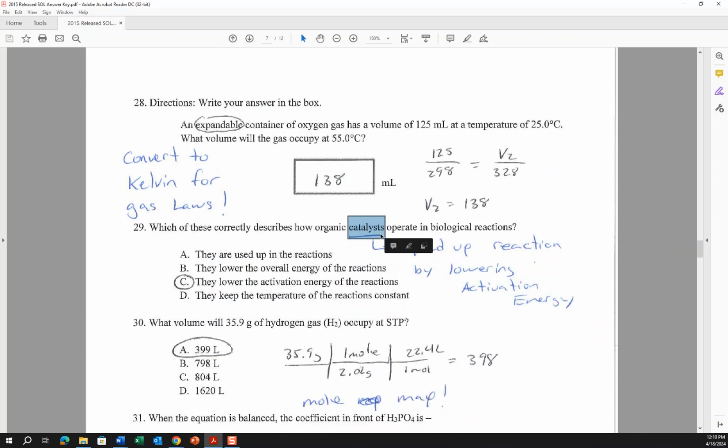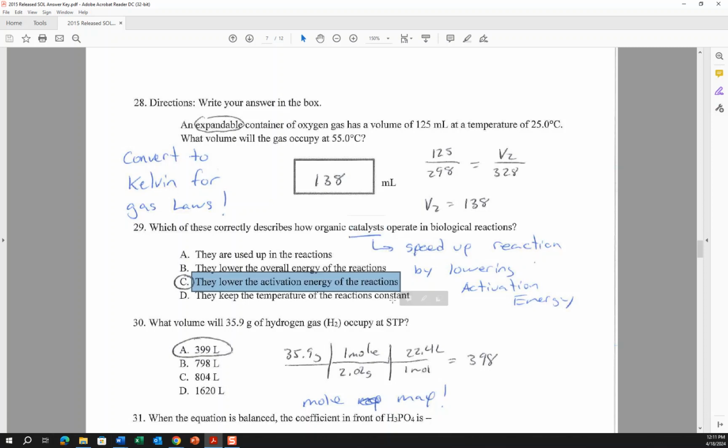So you're looking for something where maybe they're talking about lowering the activation energy of the reaction, or they're talking about speeding up a reaction when you see the word catalyst. Okay, and that's our answer. Lowers the activation energy. It doesn't matter what biologists do with it. It's just catalyst speeds up a chemical reaction by lowering the activation energy.